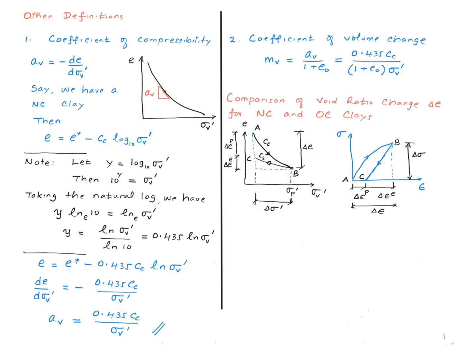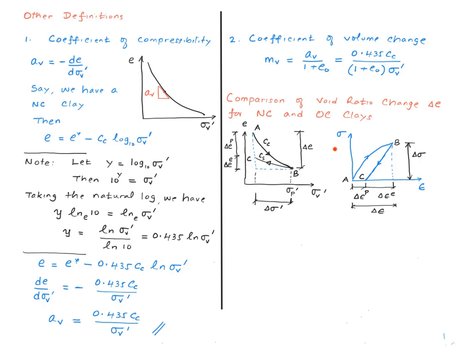At point B, I unload it to point C. So it's going to follow the swelling curve, right? So a portion of this change in void ratio is recovered, that is this part right here, which I call delta e superscript e, is recovered. On the other hand, the remaining part, which is from A to C, is permanent. I'm denoting that part by delta e superscript p, p for plastic. So this is the elastic part, this is the plastic part.